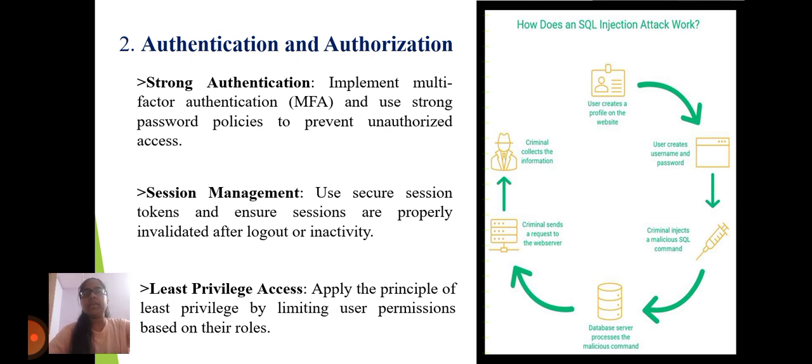The second subheading under authentication and authorization is session management. Use secure session tokens and ensure the sessions are properly invalidated after logout or inactivity. The third subheading related to authentication and authorization is least privilege access. Apply the principle of least privilege by limiting user permissions based on their roles.